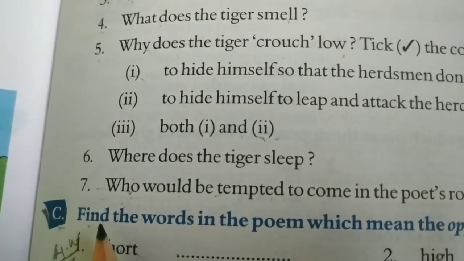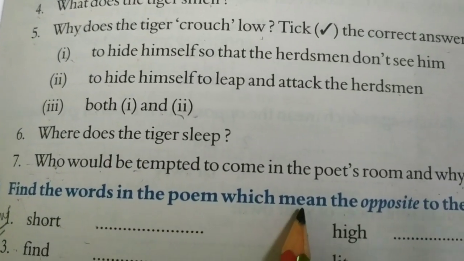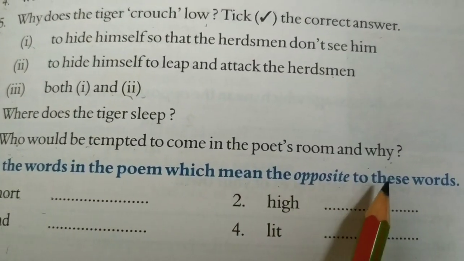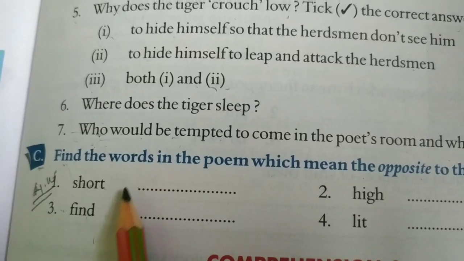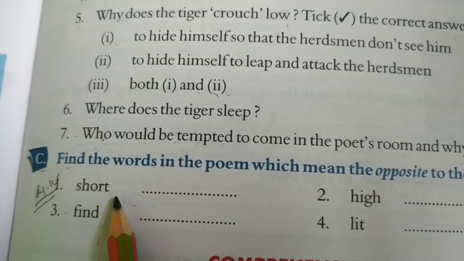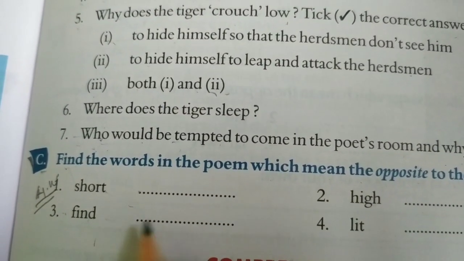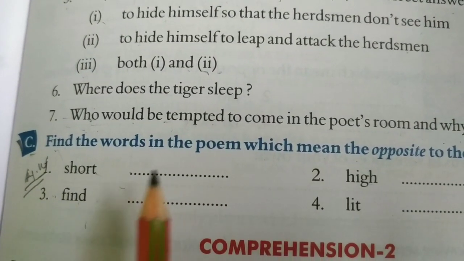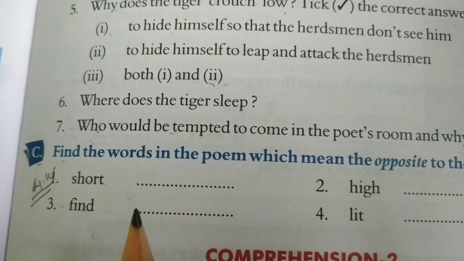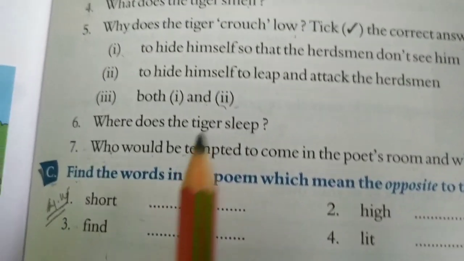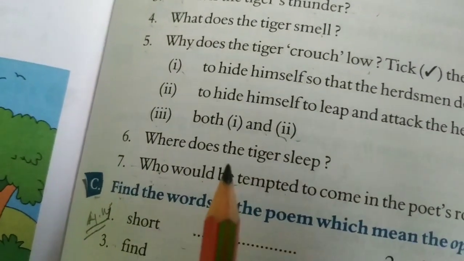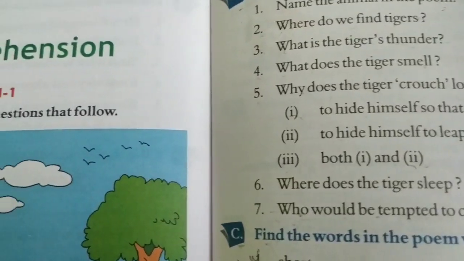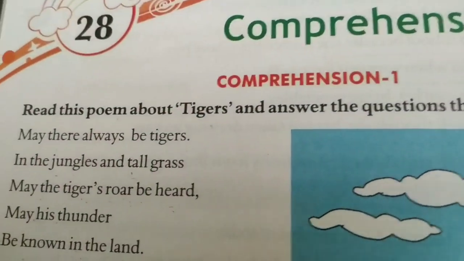Now, C. Find the words in the poem which mean the opposite to these words. So, these are the words: short, high, find, lit. Very simple words. What you'll do, you'll find the opposite and write it in your copy. Everything to be done in your copy. Okay, children? I hope you have understood.